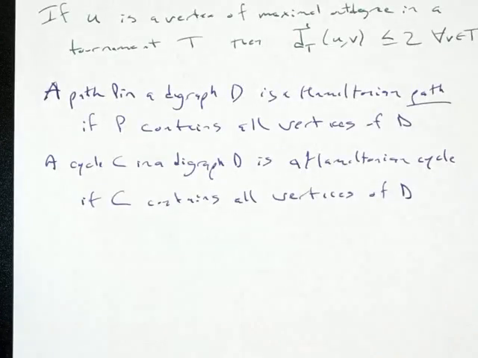Now, if I have a Hamiltonian cycle, then I'll call it a Hamiltonian graph. Well, now I'll do the same thing for digraphs. If I have a Hamiltonian cycle, I have a Hamiltonian digraph.